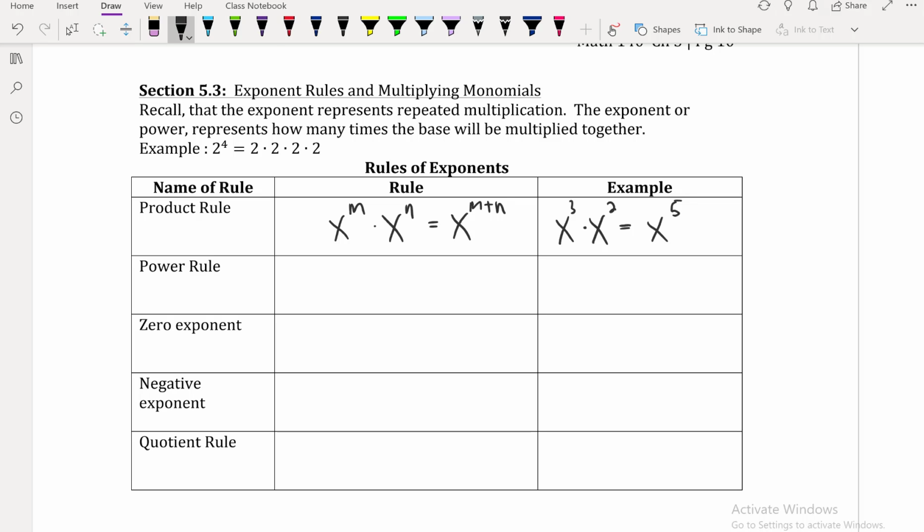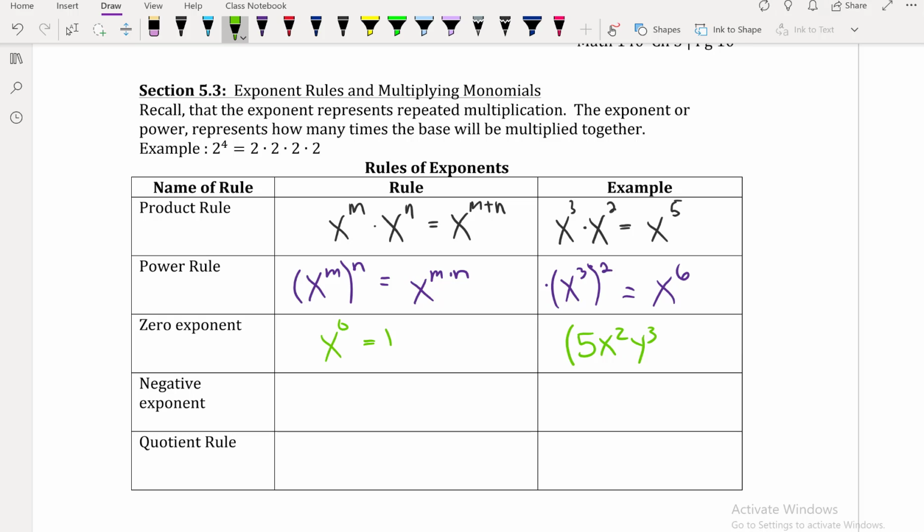Now for my power rule, if I have x to the m to the n power, that would be x to the m times n, so I would be multiplying. So for example, x cubed squared would give you an x to the 6th power. And anything to the 0 power is always going to give you 1. So let's say I have 5x squared y cubed all to the 0 power. That's going to be equal to 1.